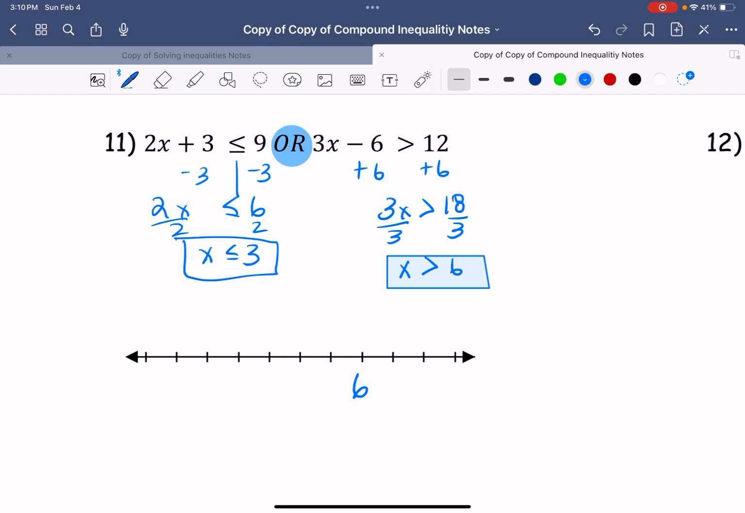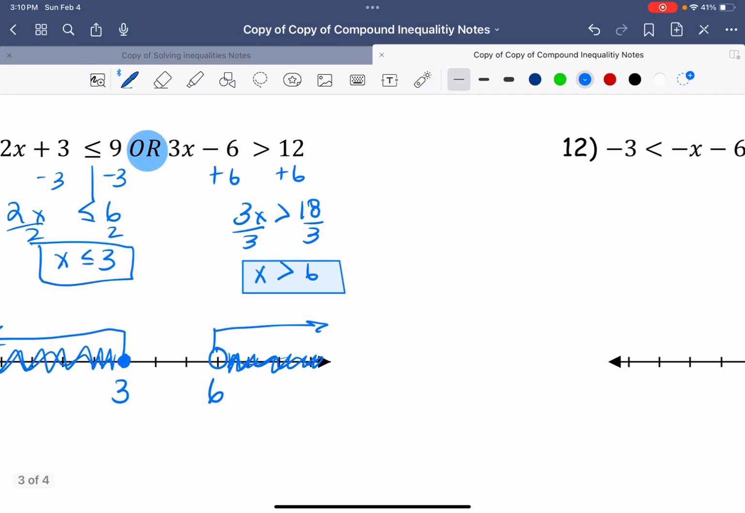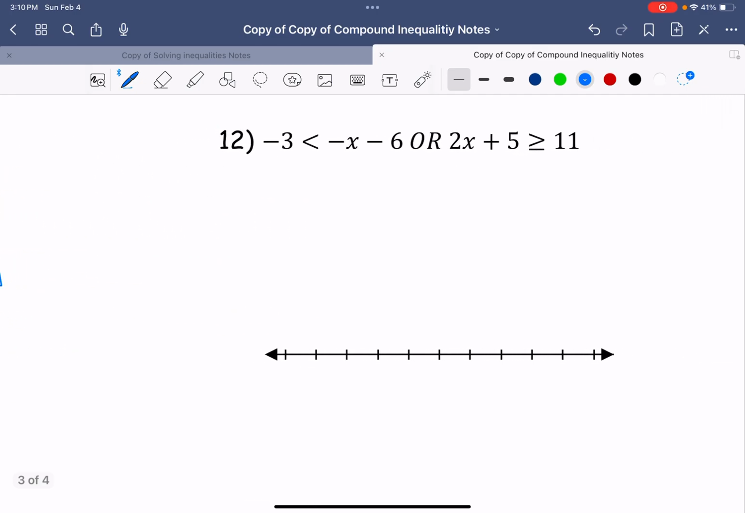Let's do that. 3 is here. 3 is a closed circle, and 6 is an open circle. And x is less than 3, so we're going to go in this direction. Everything below 3 qualifies, and then x is greater than 6, so everything above 6, not including 6, but above 6 is the answer.